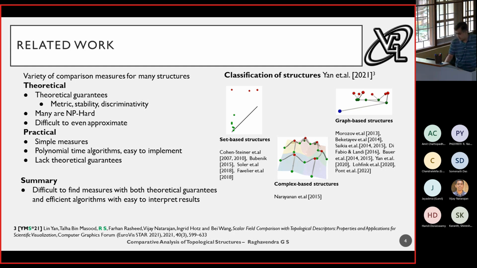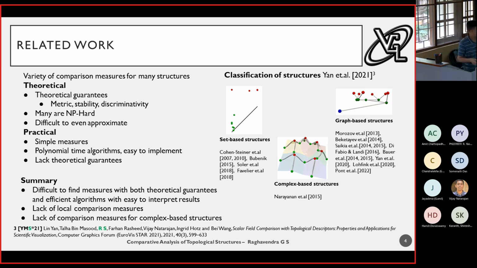are practically very feasible. The other part is all the measures which we have talked about till now are global measures, as in we have a topological structure, we have another topological structure, we can compare them, but we can't compare the substructures. In many cases, those substructure comparisons are also important, and that comes under local comparison measures, and there are hardly any local comparison measures currently in the literature. And as we have already shown, there is a lack of comparison measures when it comes to complex-based structures. So these are some of the gaps which we are trying to address and fill to whatever extent possible.